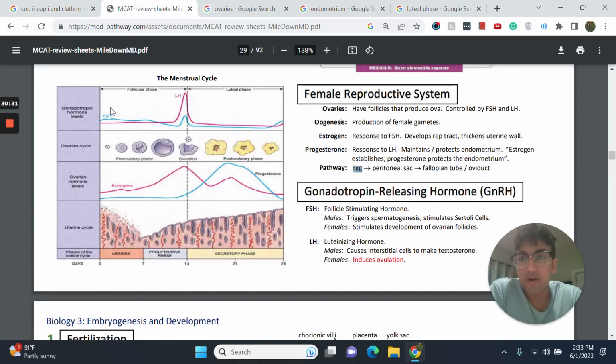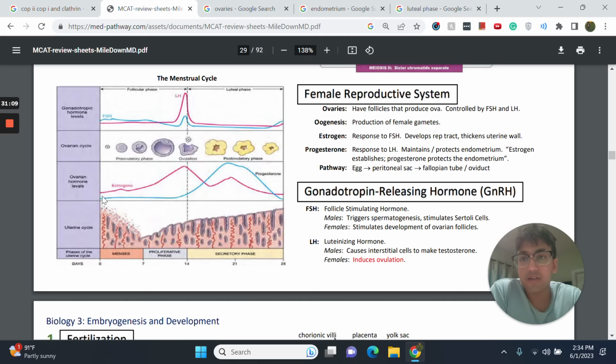So if you want to look at this diagram real quick, the follicular phase starts with the first day of the period, and the luteal phase ends with the first day of the period. This is a 28-day cycle. The follicular phase is about 13 to 14 days, and same thing with the luteal phase. Remember, FSH triggers spermatogenesis in males, but in females, it's stimulating the development of the ovarian follicles. And the luteal phase marks the beginning of the ovulation period, where the egg is moving through the fallopian tube.